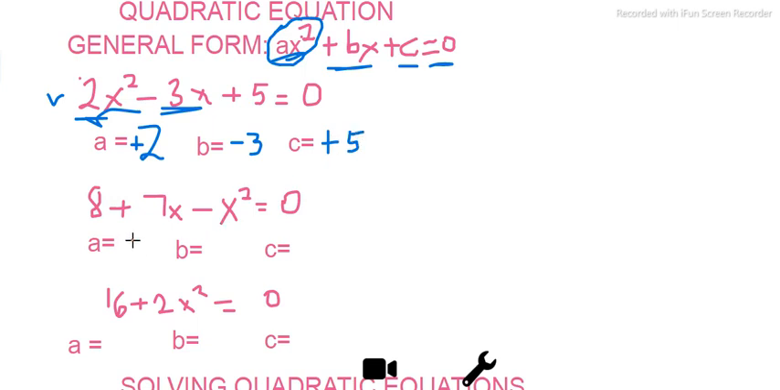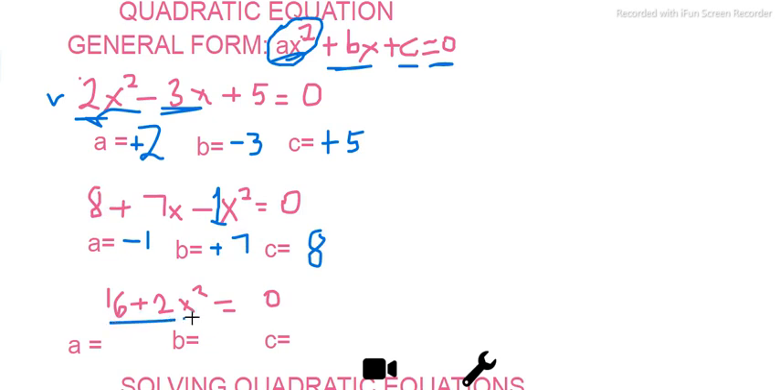Then in this one we have 8 plus 7x minus x squared. Don't forget, a is the term that multiplies our x squared, but there is no number here, so if there is no number there, it is 1. Take note of that. So our a here is what? Minus 1. Very good. Then b is what multiplies x. What's multiplying x here? That is plus 7. Then the constant term here is 8. So we can say 8 or we say plus 8. 8 is the same thing as plus 8.